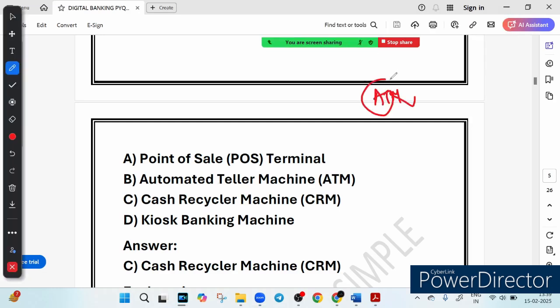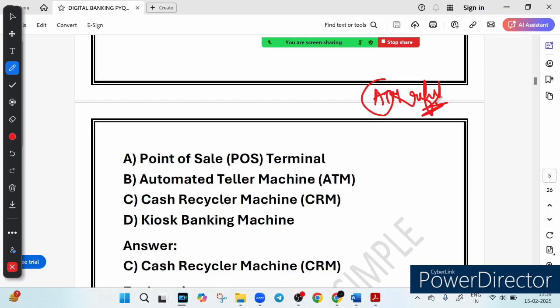It reduces the ATM refill, right? This is a super important factor. That means banks don't have to frequently refill cash because the machine recycles deposited money. It offers convenience, so you don't need to visit a bank branch for deposit. You can deposit cash directly in a CRM anytime.